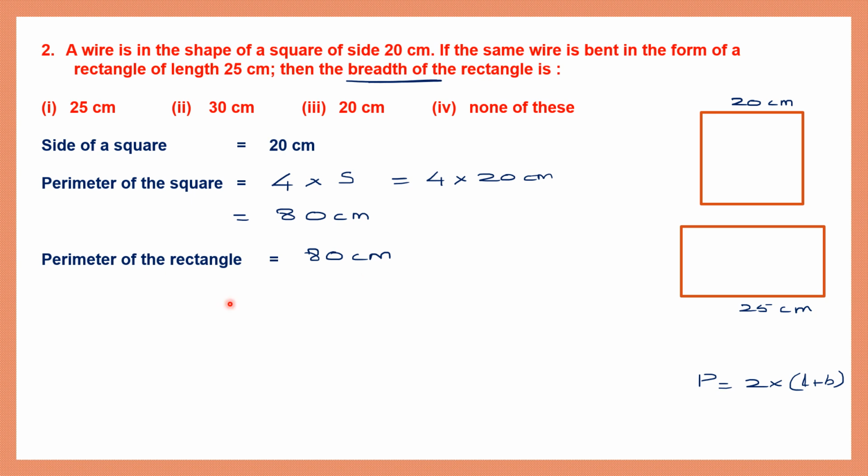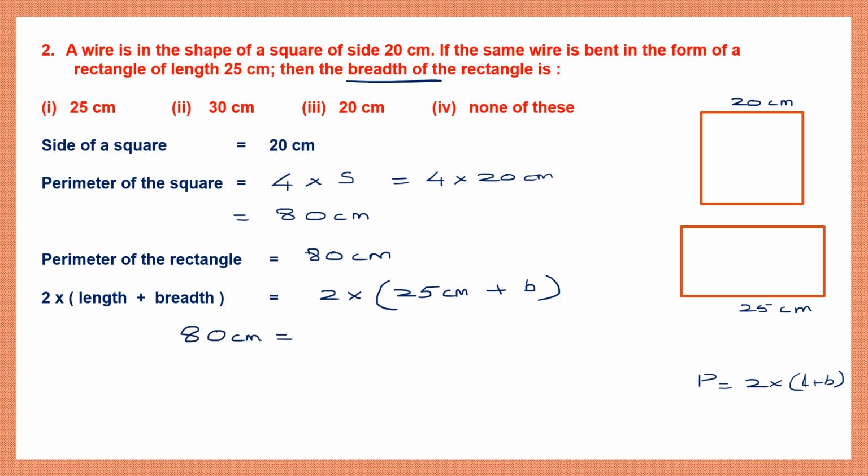Now what is the formula for perimeter of rectangle? 2 into length plus breadth. So let's use that and see what we get. 2 into length is already given to us in the question as 25 centimeters. Breadth is what we need to find out. So perimeter we already know is 80 centimeters and this is equal to, now let's complete this. 2 into 25 is 50. So that is 50 centimeters plus, now we multiply 2 into b. 2 into b is 2b.